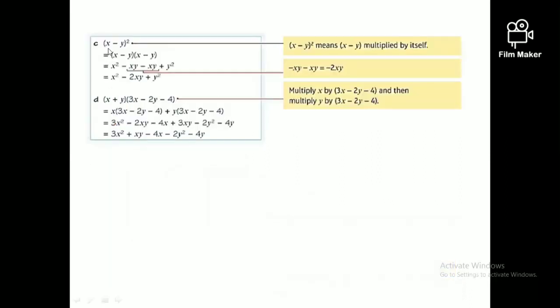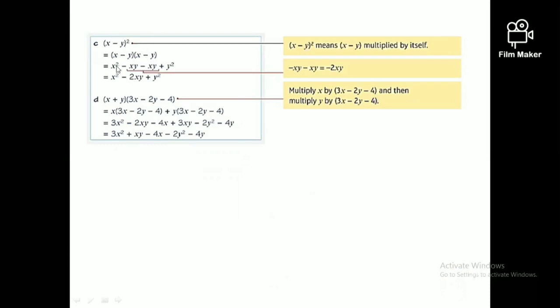The next one is x minus y squared. Some students make this mistake. They just take x squared minus y squared. That is wrong. You have to understand this is a common mistake that most students make. The x minus y squared means x minus y into x minus y. Let's try to do this expansion.